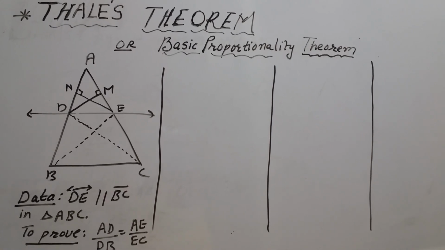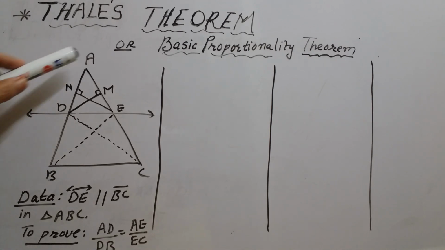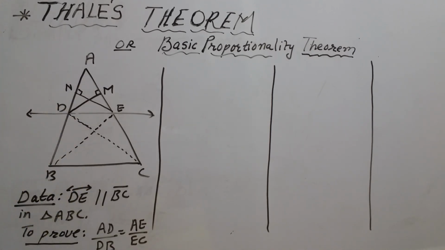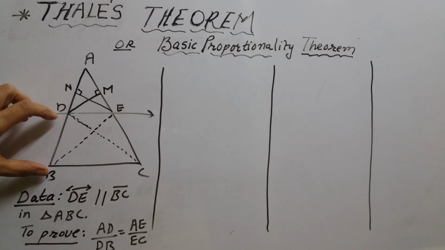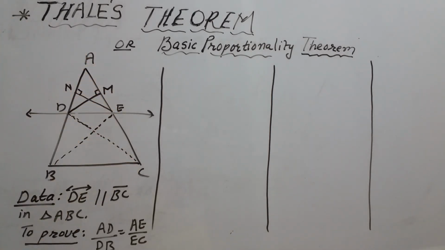What does Thales theorem state? In a given triangle, if a line is parallel to one side of the triangle and it intersects the other two sides in two distinct points, then the parts which are made are in proportion.